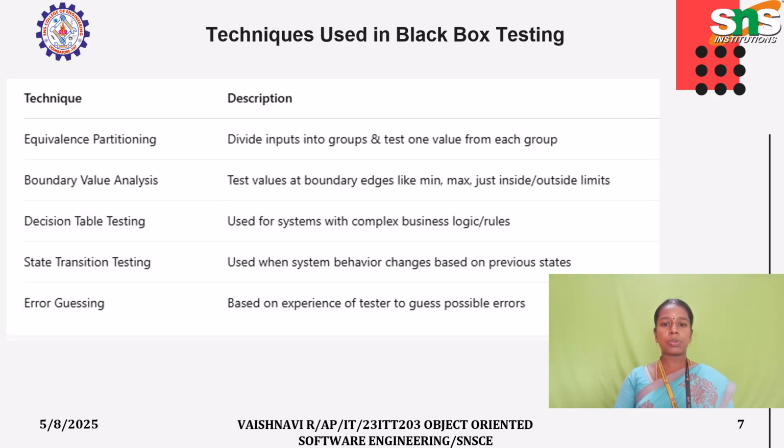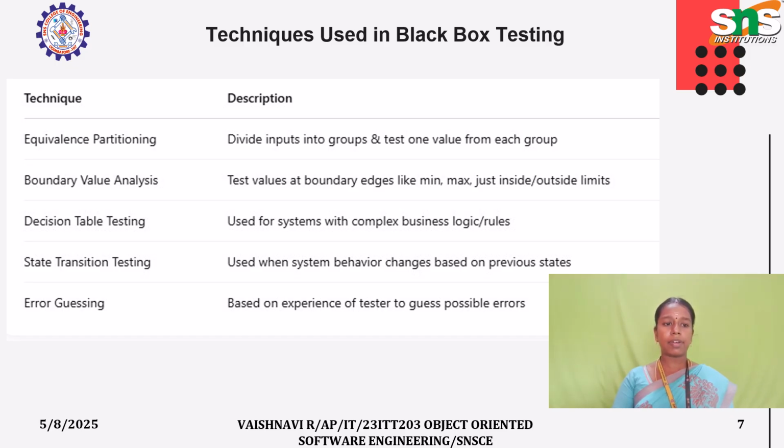And then techniques used in black box testing. We have 5 test techniques used in black box testing. First one is equivalence partitioning, second one boundary value analysis, third one decision table testing, fourth one state transition testing, fifth one error guessing.